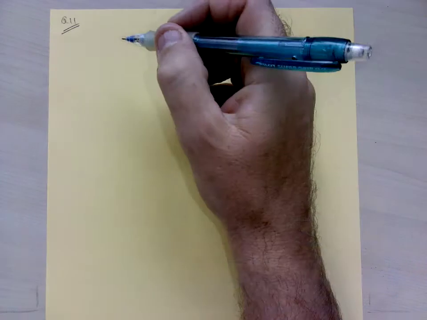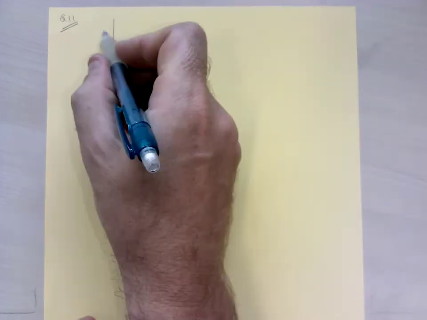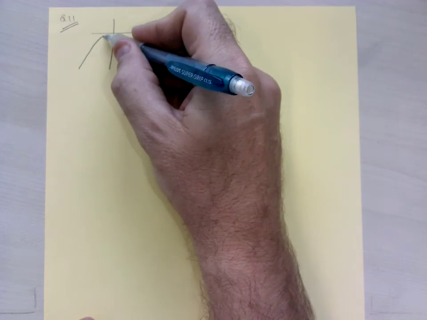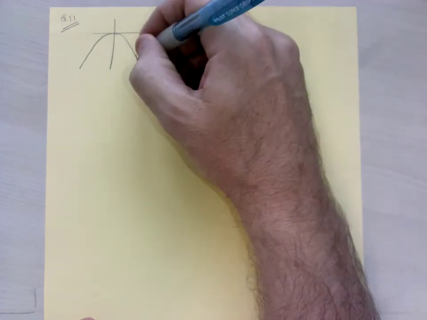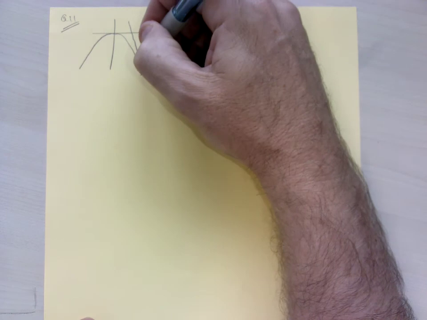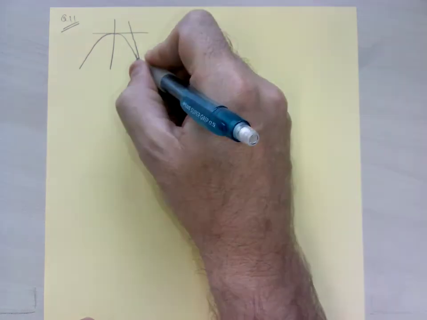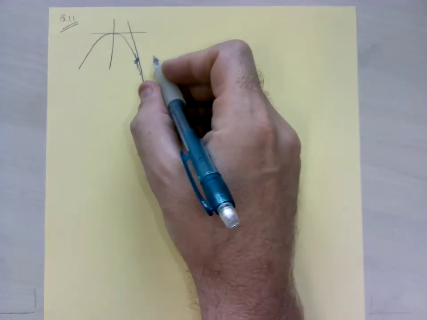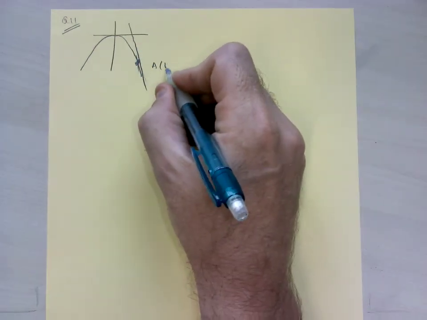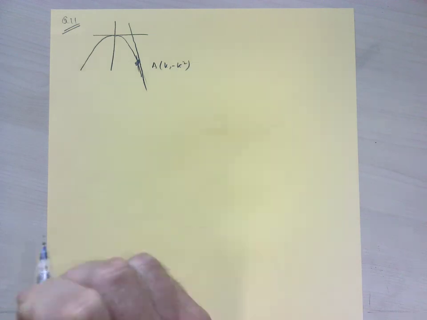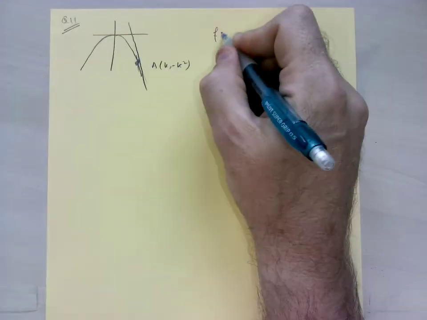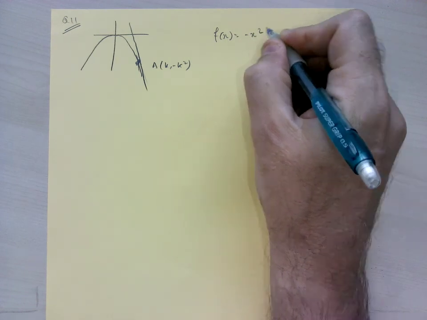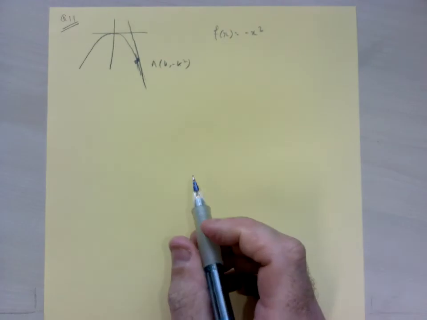Let's look at question 11, the one with the graph. I'm going to just sketch this so I've got an idea of what's happening. I've got this curve here with a tangent line there. Okay, not a perfect sketch, but it's okay. This is the point A, k, minus k squared. I am also told that f of x is minus x squared. I recognise that shape, so that's okay.